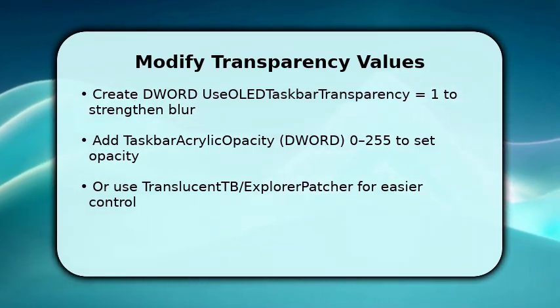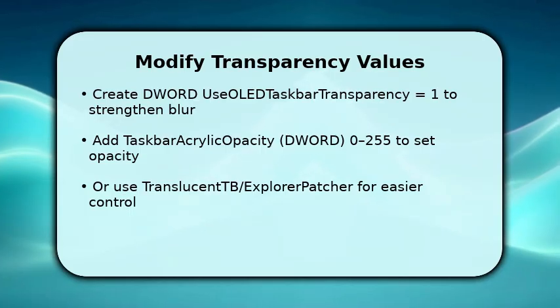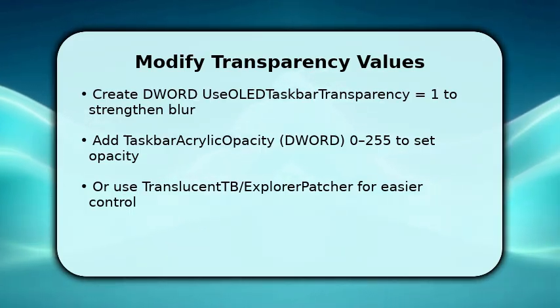If you prefer a GUI, install TranslucentTB or ExplorerPatcher and configure the search box transparency there. These tools change the same visual parameters.